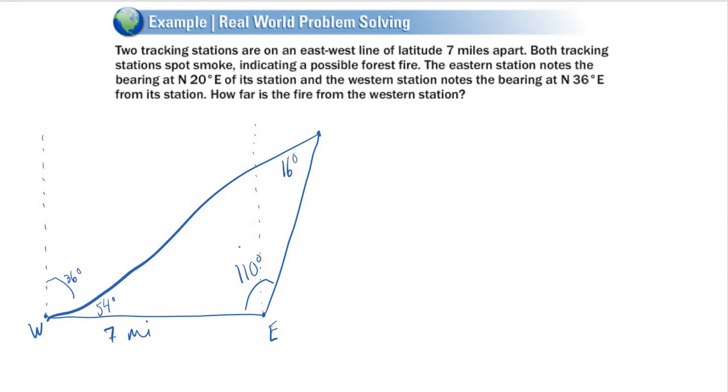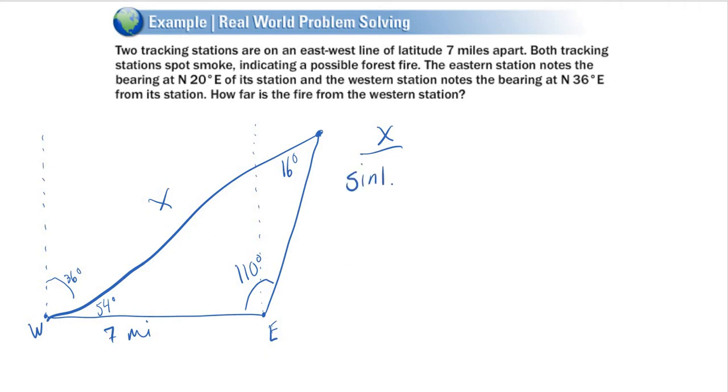See what we've got. We've got all three angles, we've got a side. We want to know this distance. They say, how far is the fire, which is up here, from the western station. So we want to know this distance right here. Hey, law of sines, going to do it for us. So let's do x over sine of 110. That's the angle opposite our x.